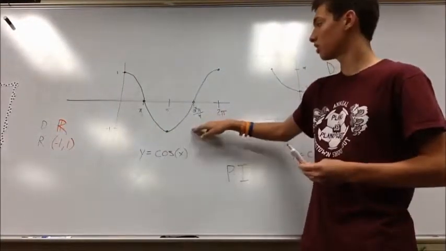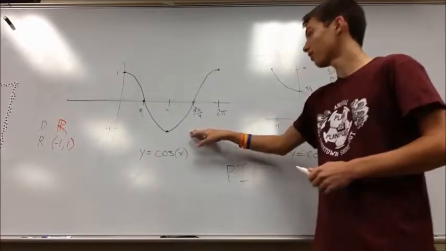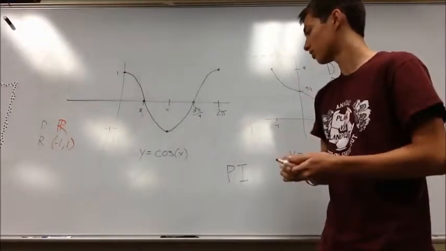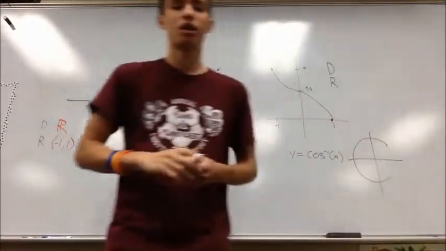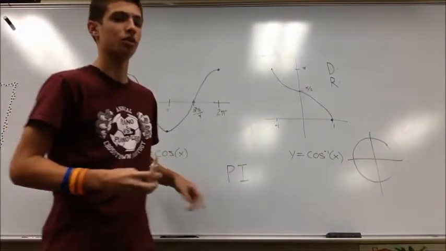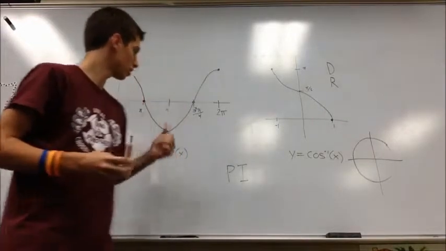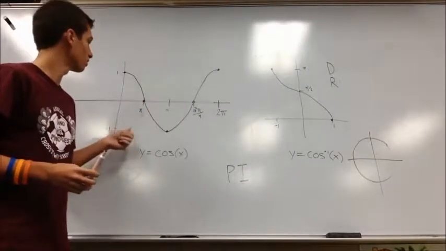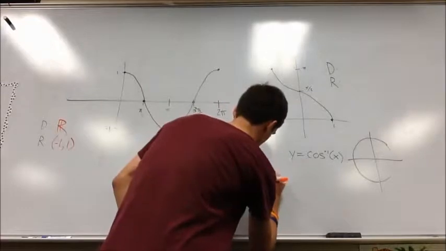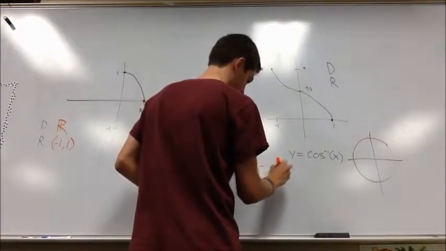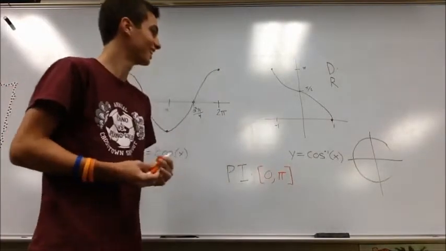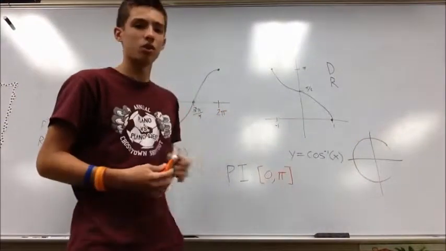Now, when you change this into an inverse cosine graph, what you have to think about is flipping the x and the y's. You have to switch them in their positions. And on top of that, it can't be the same exact thing because there's something new called the PI, which is the principal interval. And for the cosine equation, the principal interval is going to be from 0 to pi.